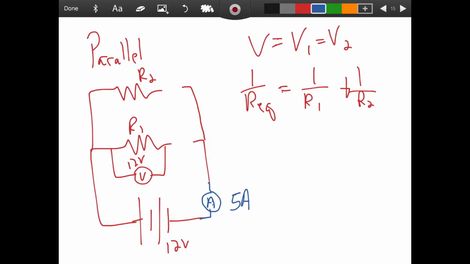Now, this could be a switch, so if we open this one, this would read 5 amps right now because no current's going to go through R1 because this is not a closed circuit. Remember, it has to be a closed circuit for current to flow. And if this one were to read 2 amps, then this one would read 3 amps because they have to add up to the total current. So in a parallel circuit, the current splits and the total current is equal to I1 plus I2.